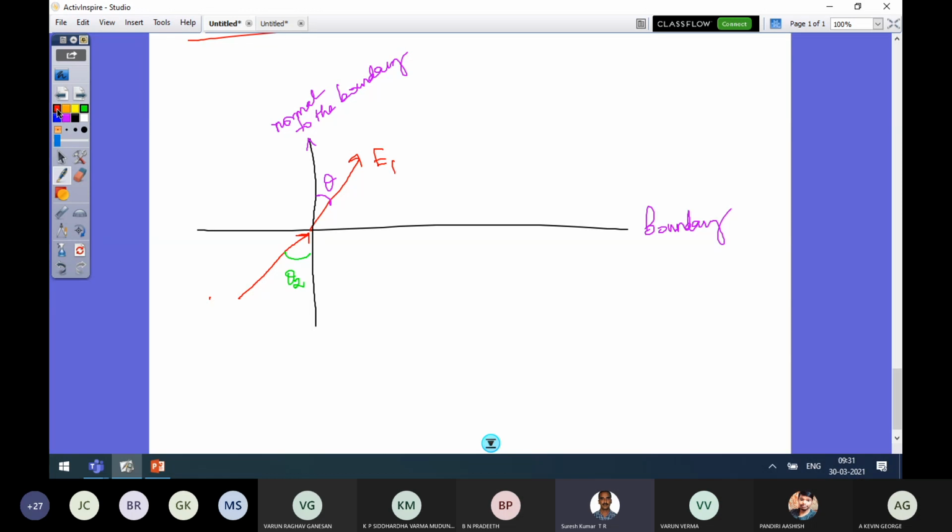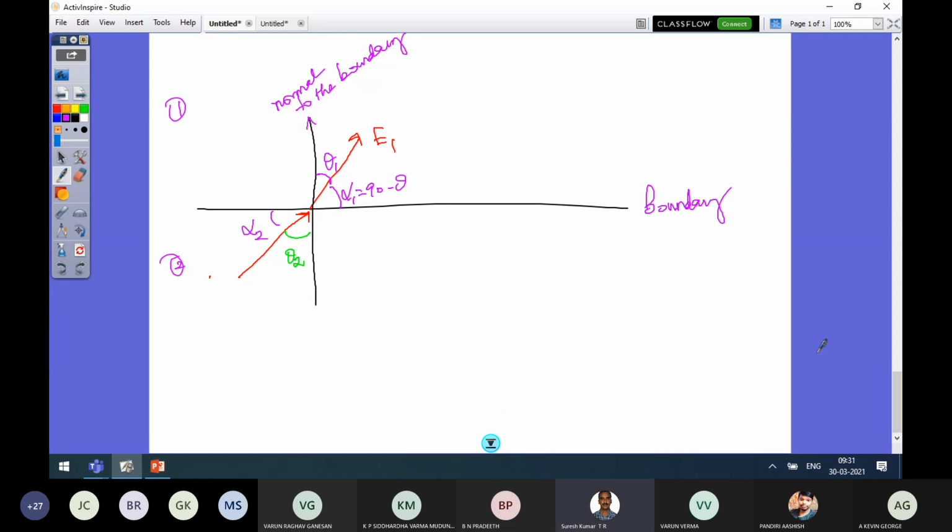To avoid this confusion, let us mark this as alpha. This is 90 minus theta, right? In the same way, let us say this is alpha. Alpha is in medium 1, right? This is medium 2. So let us say this is alpha 2, this is alpha 1. Really, this is what you need to understand. Now let us see how much bend it will undergo. So this is medium 1 with epsilon R1, and this is medium 2 with epsilon R2.